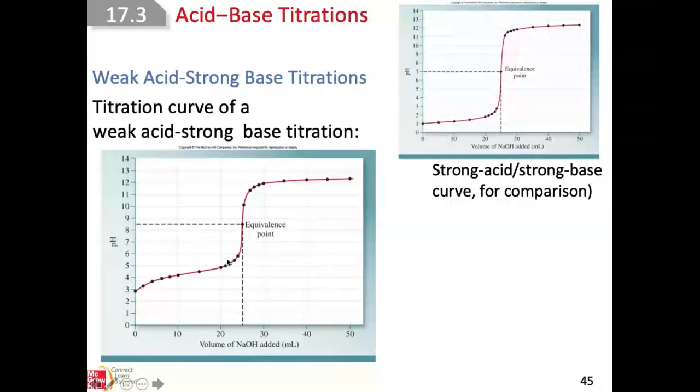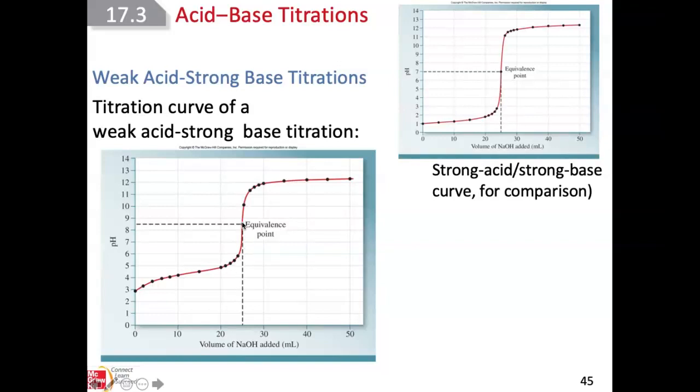This graph is different than the graph for a strong acid and a strong base. At the time when we did not add any NaOH, the amount of NaOH is 0. The pH is not very low. It's about 3. But if you look at the strong acid, at that moment, when no NaOH is added, the pH is very low, which is one of the differences. The pH is higher because it's a weak acid.